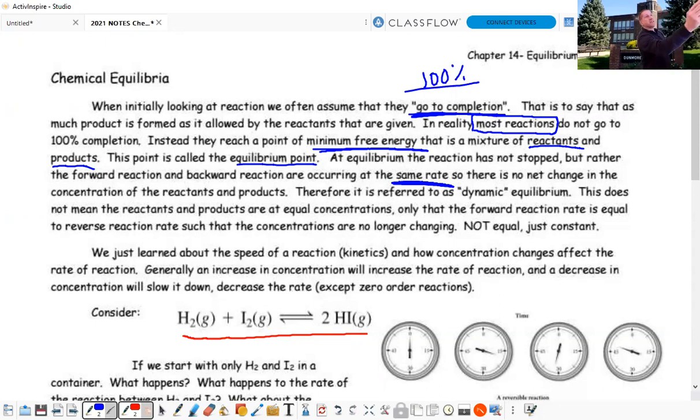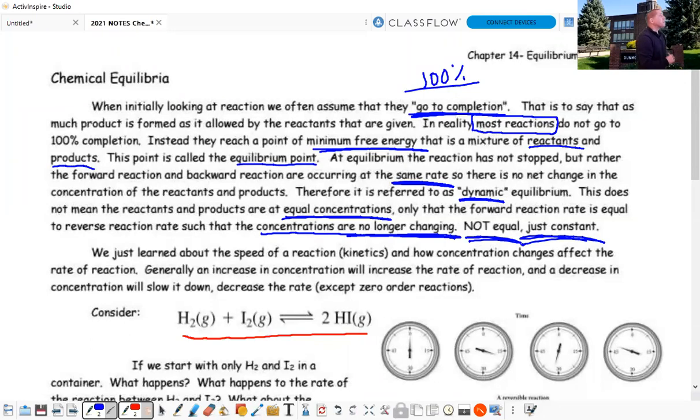Therefore, it is referred to as a dynamic equilibrium. This does not mean, though, that the reactants and the products have equal concentrations. Only that the forward rate of the reaction is equal to the reverse, such that the concentrations are no longer changing. Not equal, but constant. I'm going to revisit that.